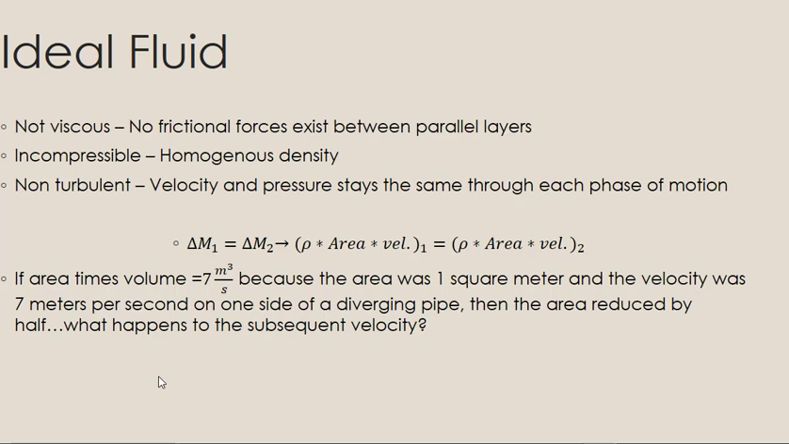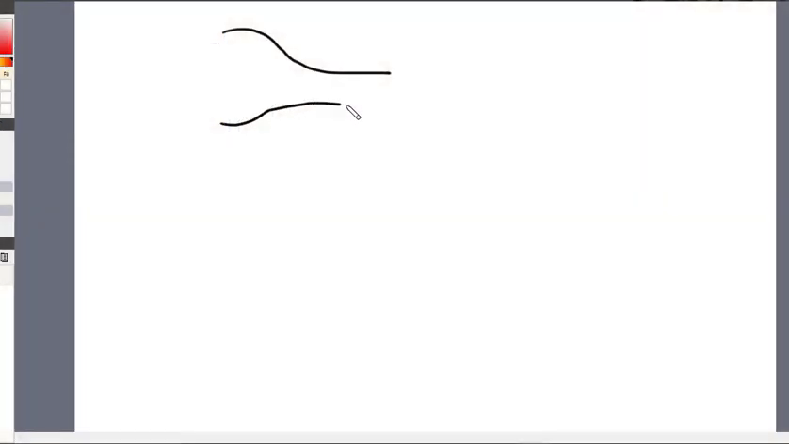Area times velocity is equal to 7 cubic meters per second, because the area was 1 square meter and the velocity was 7 meters per second on one side of a diverging pipe. Then the area reduced by half. What happens to the subsequent velocity? Well, great, I'm glad you asked. Maybe that can satisfy as being half. Okay, that kind of looks like half.